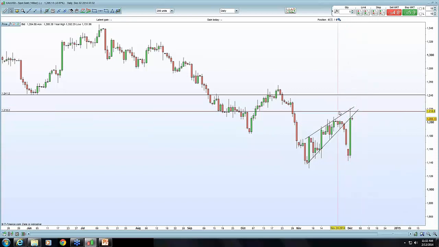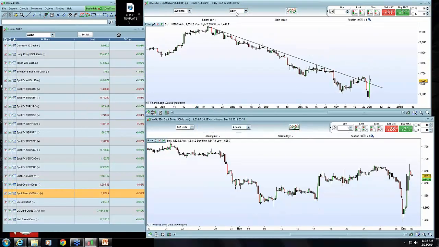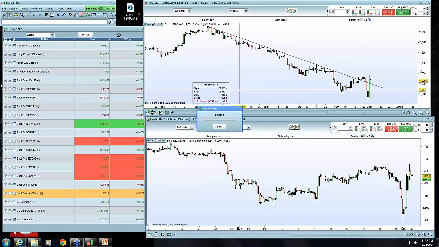Another bullish candle break above the trend line, break above the 1240, 1250 level. It might mean a reversal. Okay. However, having said that, if you look at silver, there's a bit better case to be bearish still.